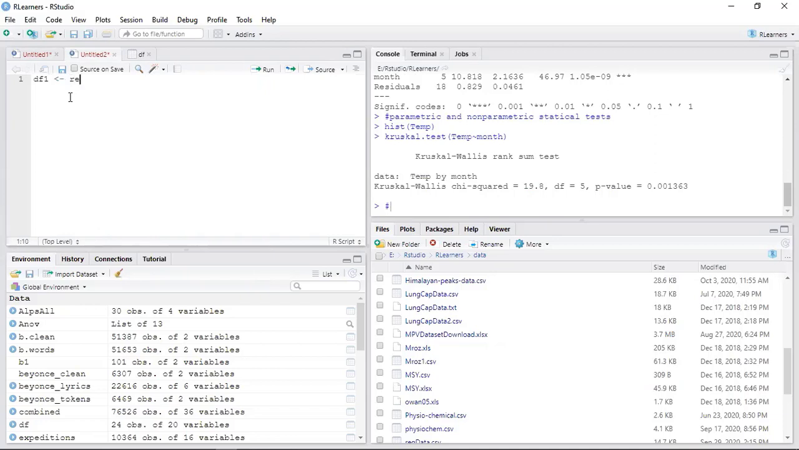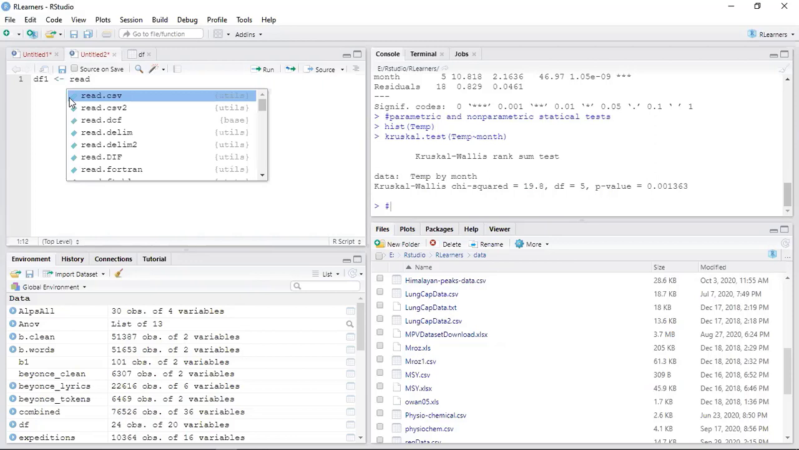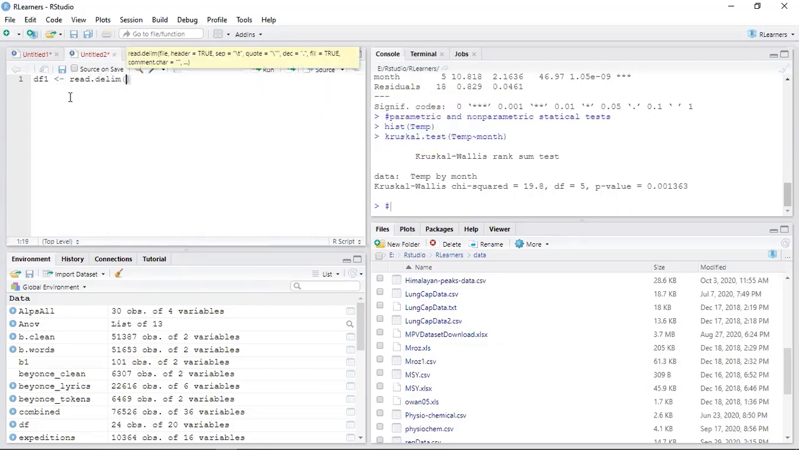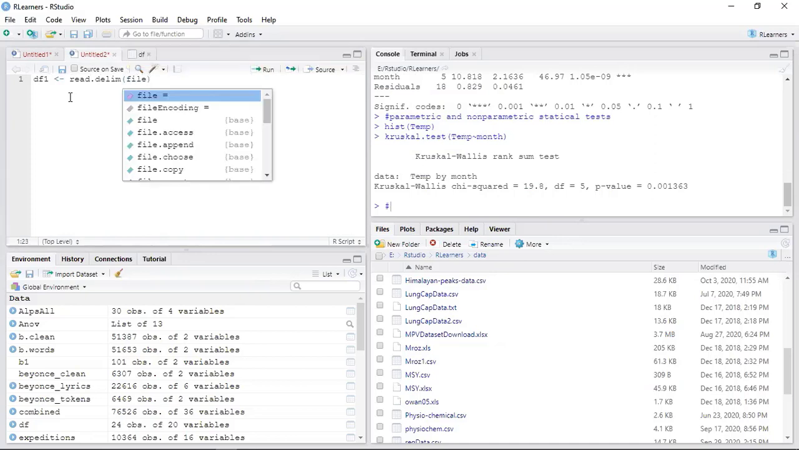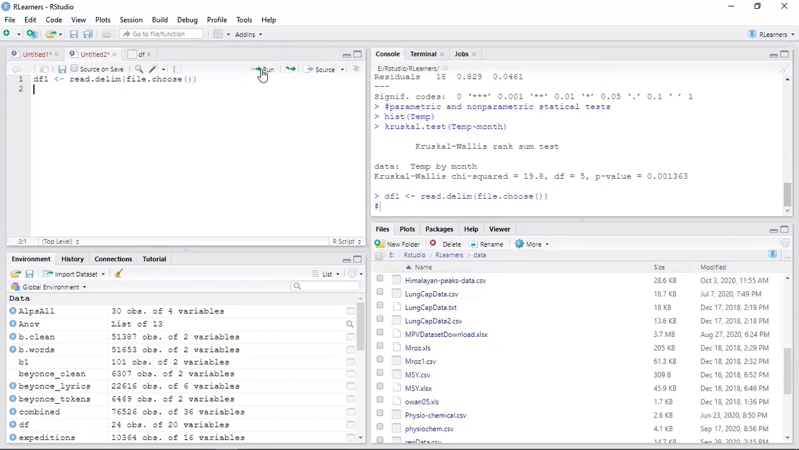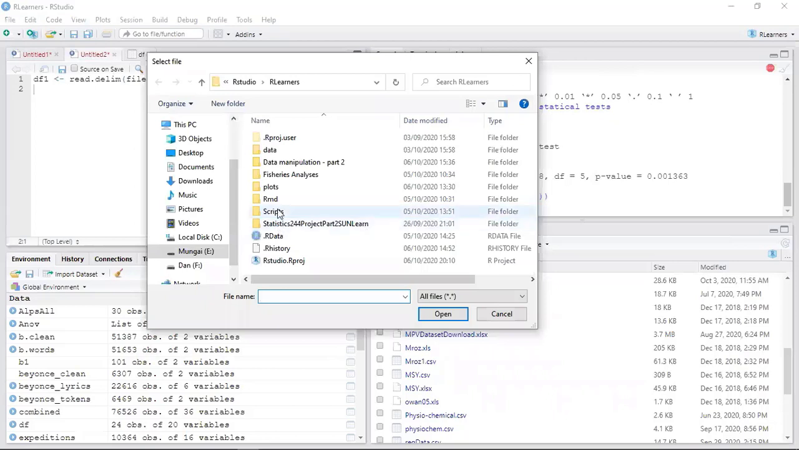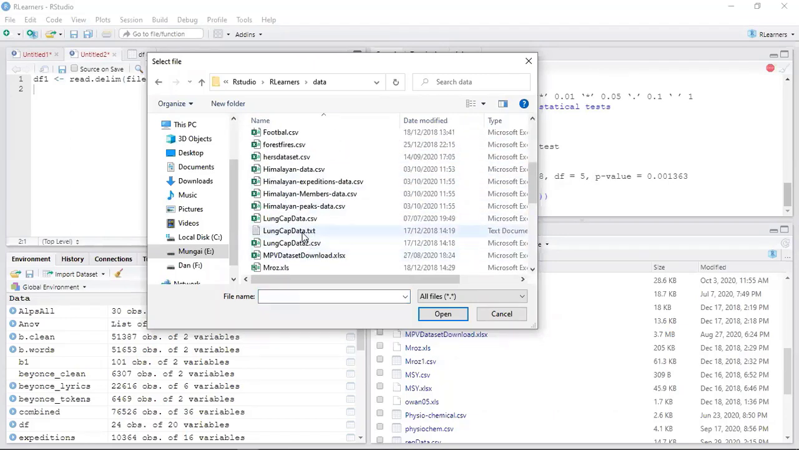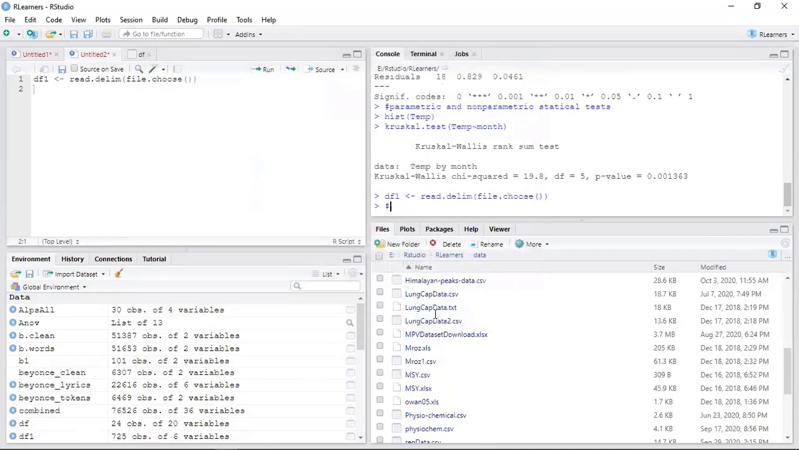So read delim. And then to avoid so many issues, just say file dot choose, and then run that. When you run that, it brings you this dialog box whereby you can choose that data, which is lung cap data. Lung cap data is a text, okay? And let us view it.